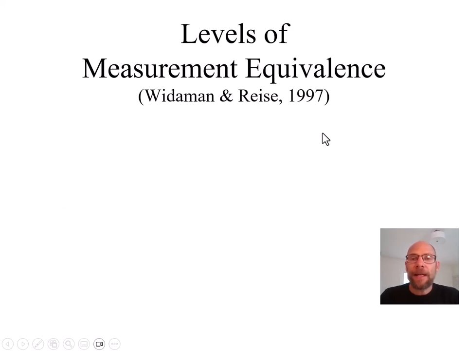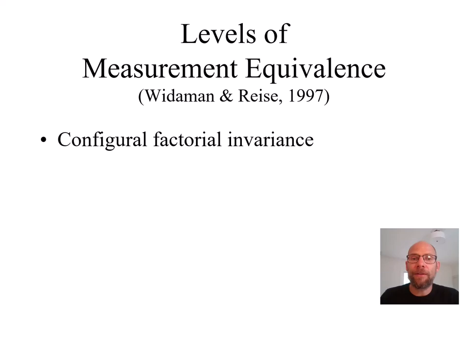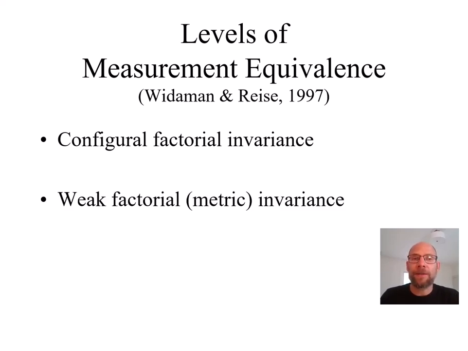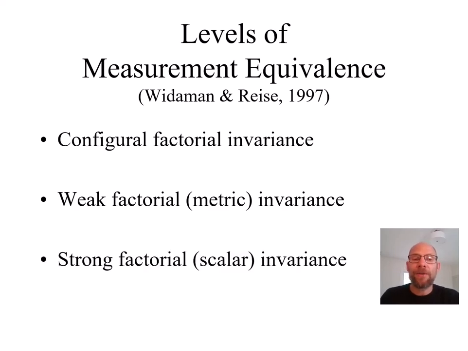Widaman and Reise in 1997 proposed 4 different levels of measurement equivalence that I will cover here. First is configural factorial invariance or configural measurement equivalence. Second is weak factorial invariance, also known as metric invariance. Third, we can look at strong factorial invariance, also known as scalar invariance. And then finally, there is strict factorial invariance also. I want to go over each of these levels of measurement equivalence based on an example.